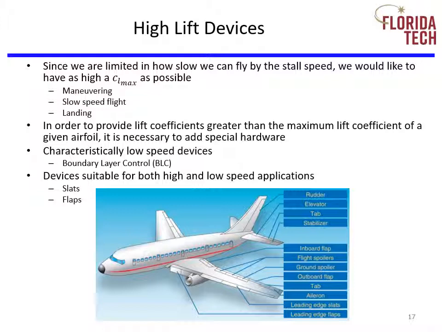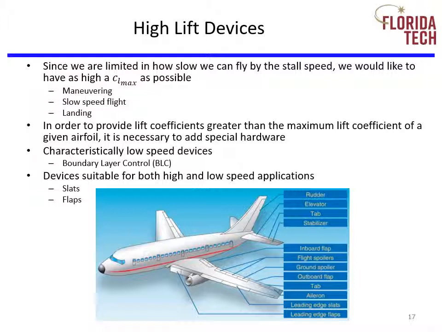Devices of this type are boundary layer control, slats, and flaps, which can be at both the leading and trailing edges. Boundary layer control devices are suitable for low speeds, while flaps and slats are suitable for both high and low speed applications. Numerous variations of these devices have been proposed and are used on operational aircraft. Each type will be defined and their individual effects on an aircraft discussed briefly.